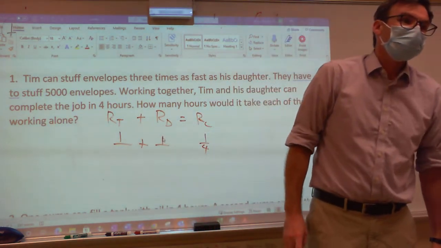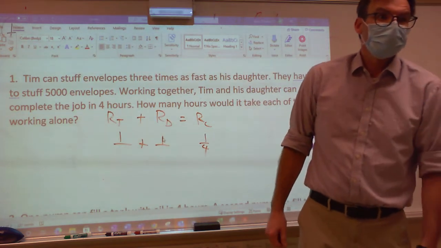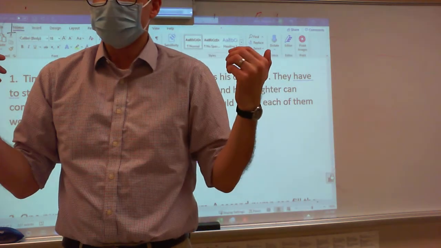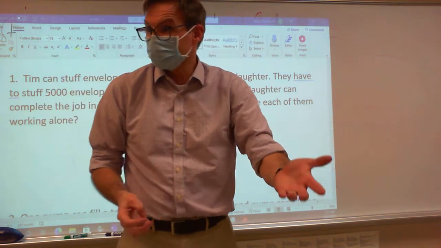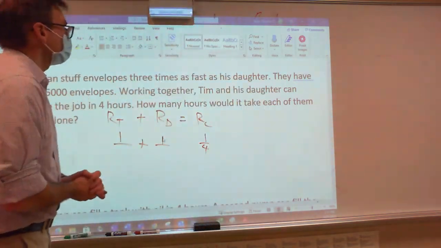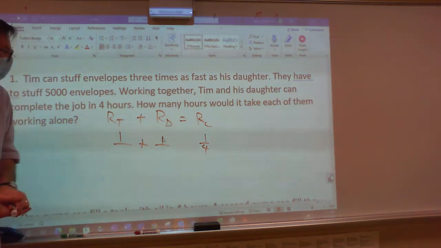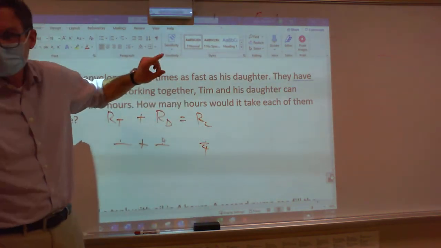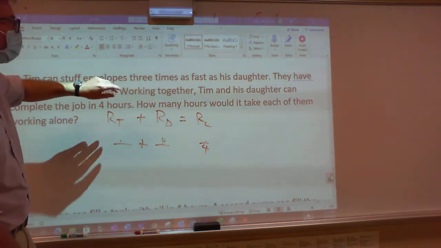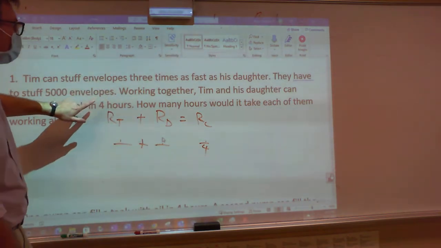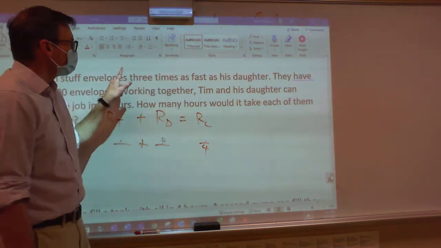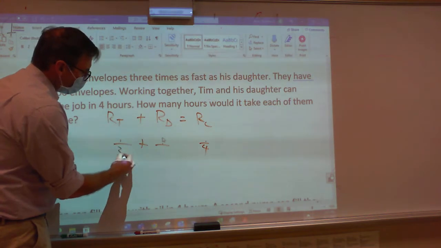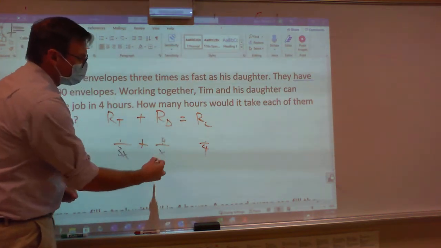Since Tim is faster, is he going to have more or less time? It had better be less. Is that obvious? That's not a hard question. We all know how that works. So if Tim can stuff envelopes, oh shoot, it's not 1. I'll talk about why it's not 1 in a second. So if Tim can stuff 3 times as fast as his daughter, your tendency might be to say, well, if Tim's going 3 times as fast, he gets a 3X and his daughter gets an X.